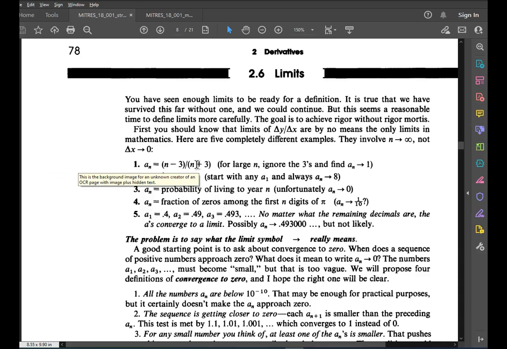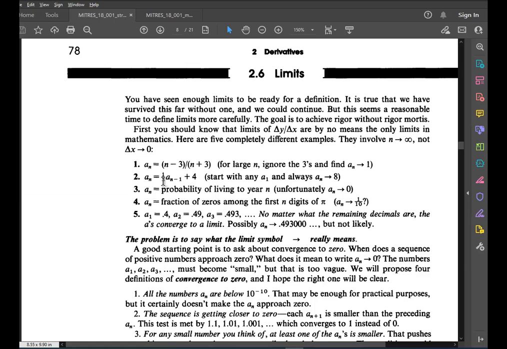Another way to see this would be to divide the top and the bottom by n. If I divide the top by n, I get 1 minus 3 over n. And when n is big, 3 over n is very small. Then on the bottom, I would have 1 plus 3 over n. Same deal, 1 plus a very small number. So as n gets bigger and bigger, this is getting closer and closer to 1. All right, and in fact, the limit of a_n as n goes to infinity is equal to 1.